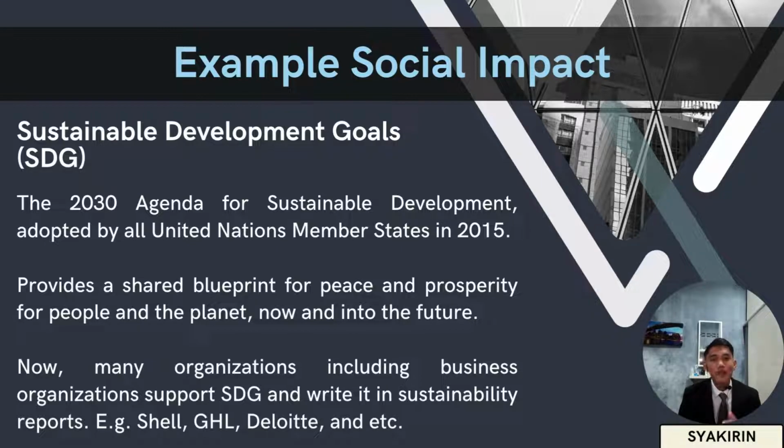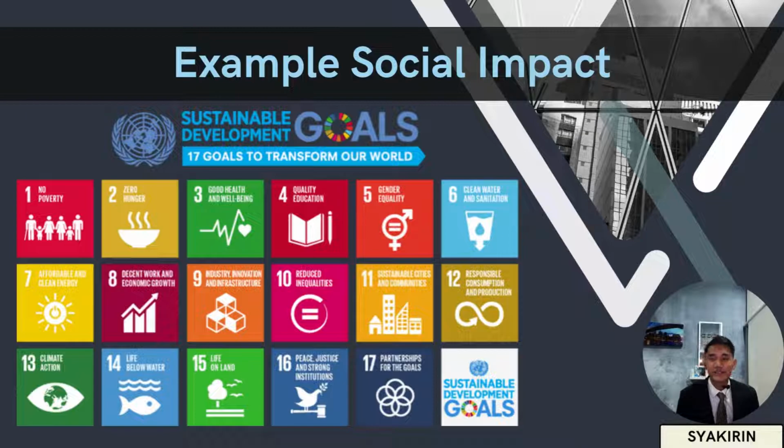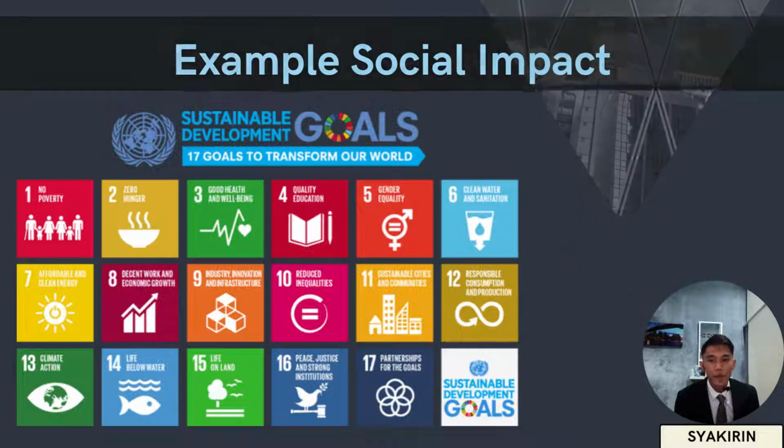As for now, many organizations, including business organizations, support SDG and write it in their sustainability reports. For example, we have Share, JSL System Berhad, Delight, and etc. Here are the 17 goals of SDG. For example, we have no poverty, zero hunger, quality education, gender equality, and many more.